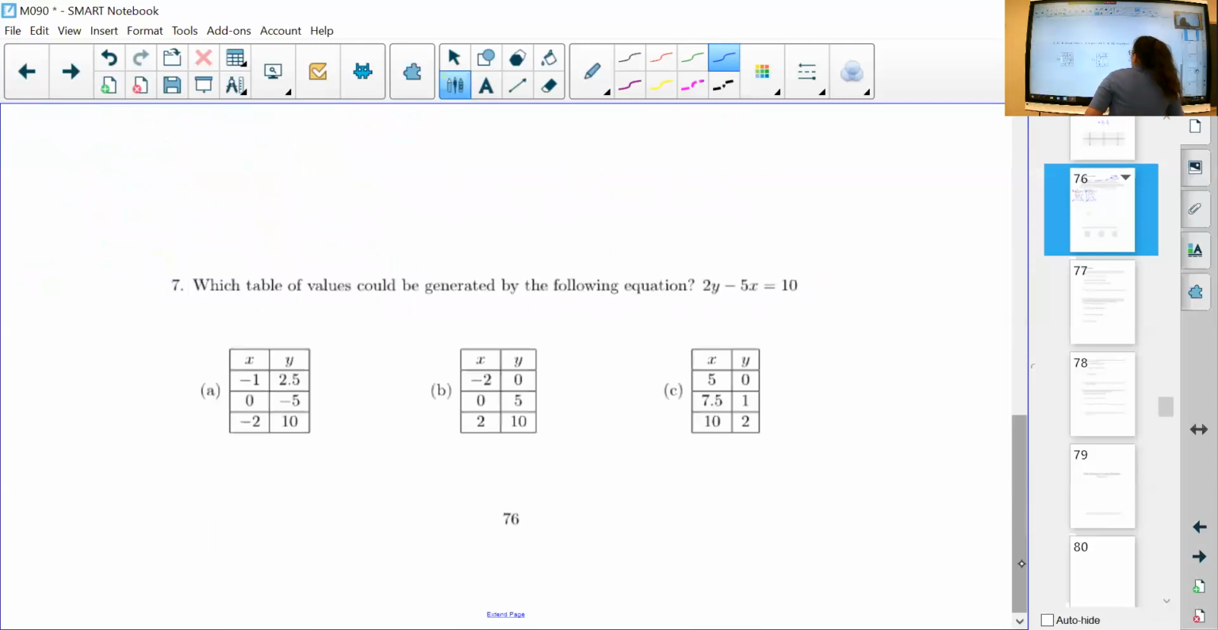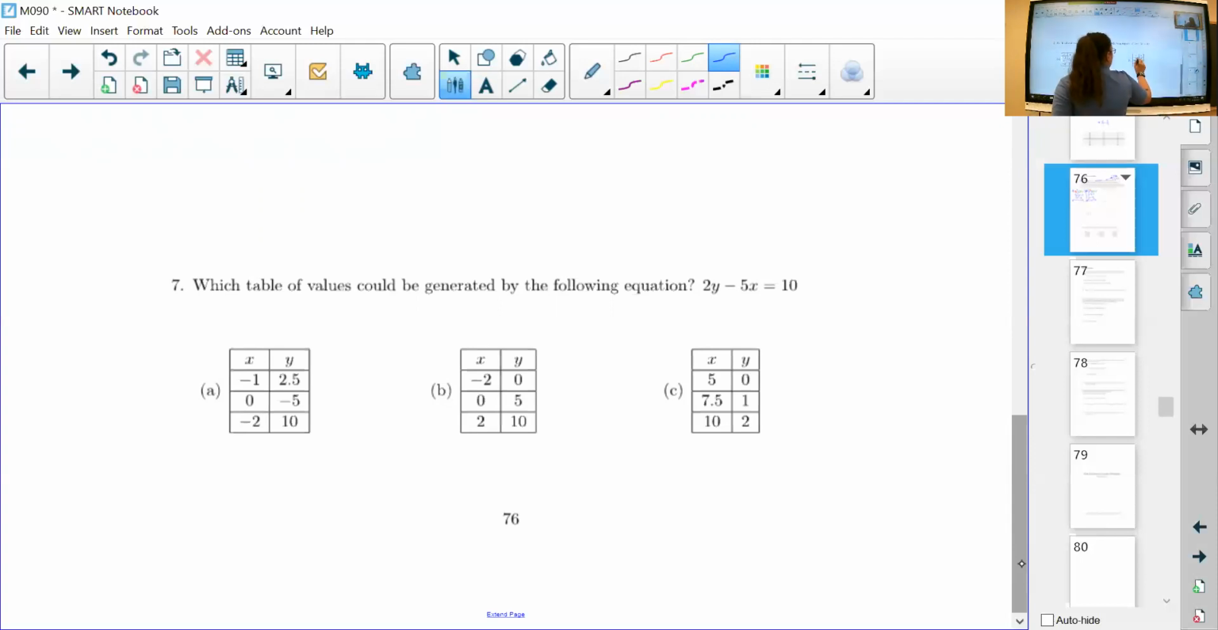And then the last one asks you to look at a table and say which of these tables could be generated by this equation. Well, if the table is generated by that equation, every point here needs to make this equation true. So take a careful look at this equation, start plugging in either your x value or your y value to find the other, or plug in both and make sure it works. And let's just do one example. I feel like I could use an example here. Let's take a look at C.